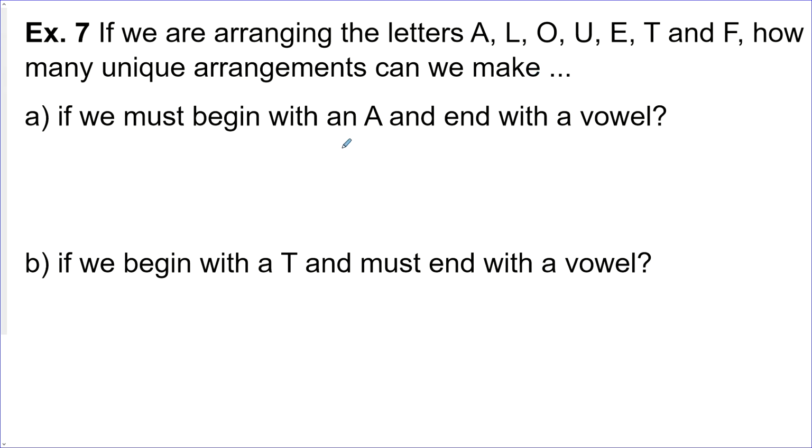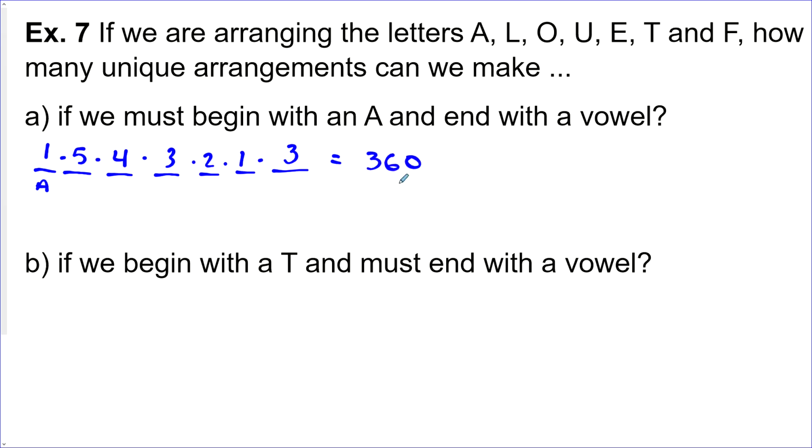If we are arranging these 7 letters, how many arrangements can we make if we must begin with an A and end with a vowel? So I'll make 7 blanks here. 1, 2, 3, 4, 5, 6, 7. The A needs to go here, so there's only one way to do that. Since the A is used up in the first position, that leaves us with 3 vowels for the end position. And the 5 remaining letters fill in here. And if you'd rather just write 5 factorial, that would be great. We multiply these together, we get 360 ways.